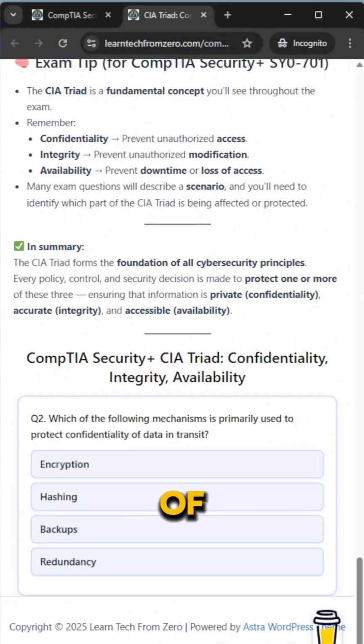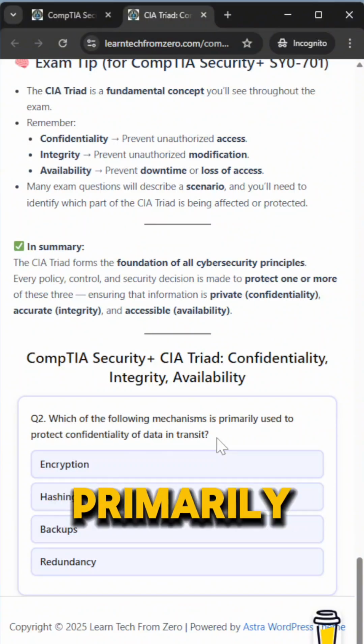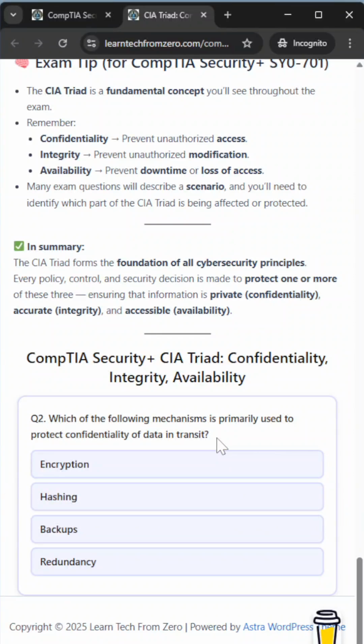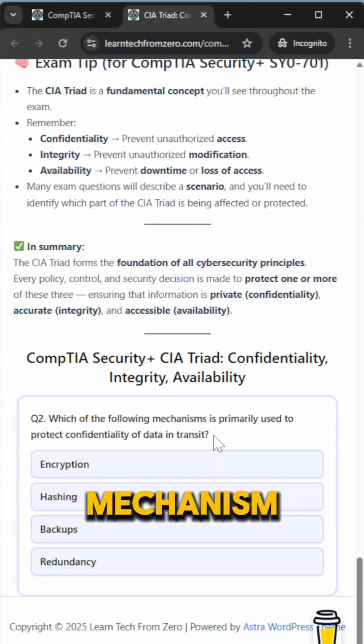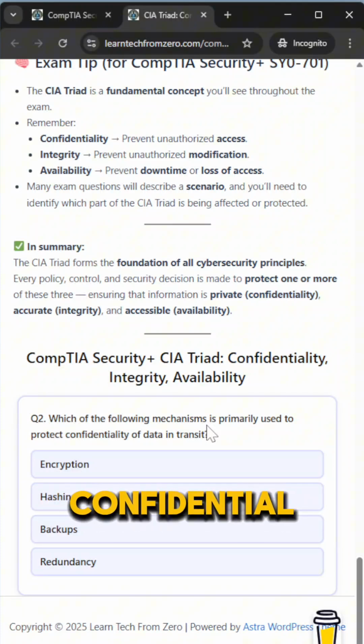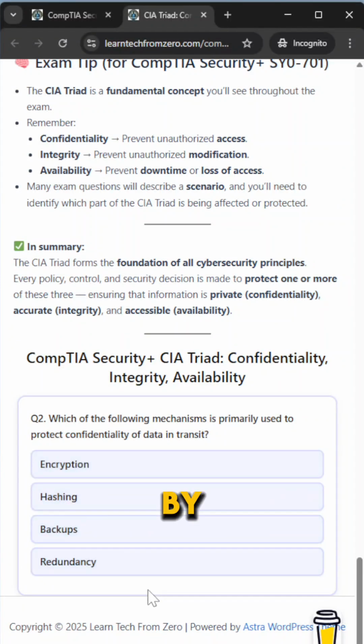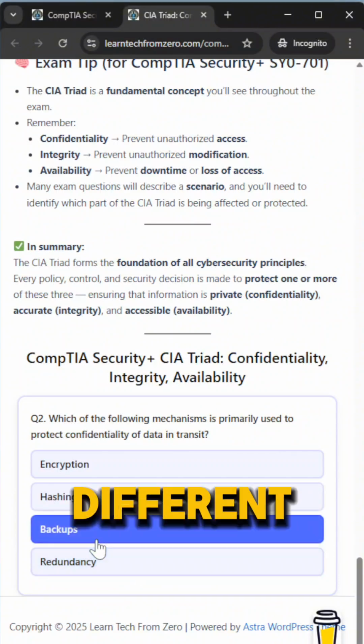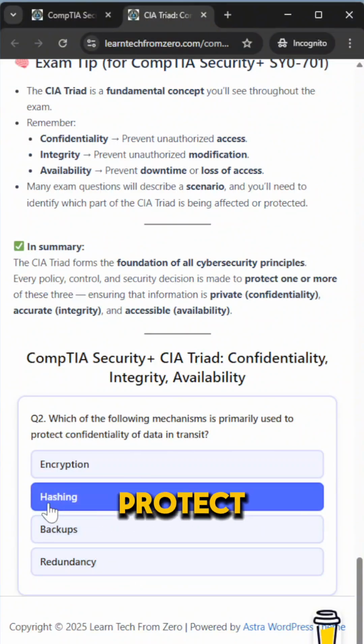All right, the next one is, which of the following mechanisms is primarily used to protect confidentiality of data in transit? Data in transit means data flowing from one place to another. Right now we are talking about a mechanism, a way to protect confidential data. So how do we protect confidential data? We don't protect it by redundancy or backup. These are different methods, but a way to protect confidential data is by encrypting it.